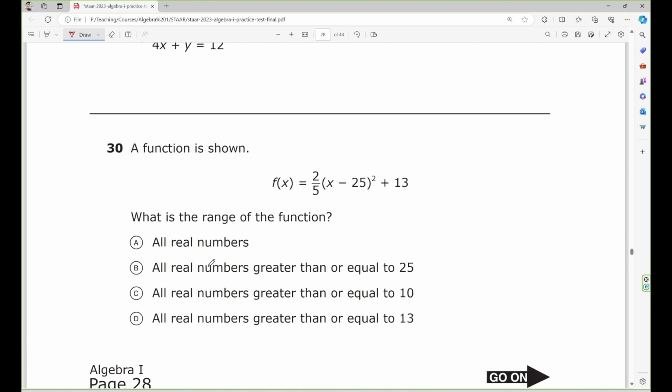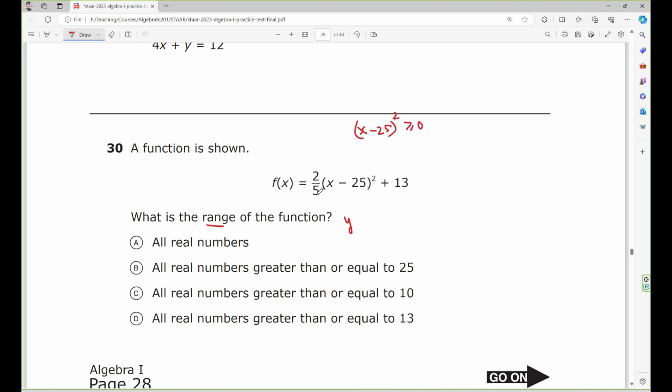Number 30. A function is shown: f of x equals 2/5 times (x minus 25) squared plus 13. What is the range of the function? Range means the y values. You look at this one, you have two different ways to do it. You either use a calculator or I don't need to use a calculator. I know that the square of any number is greater than or equal to 0. So (x minus 25) squared is always greater than or equal to 0.